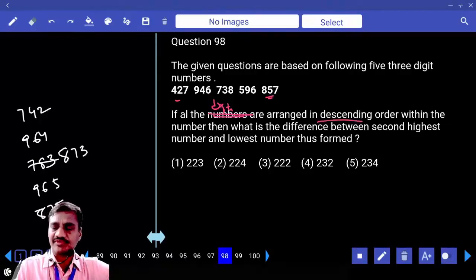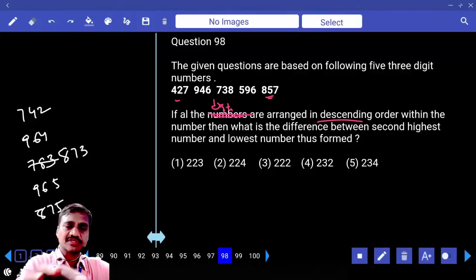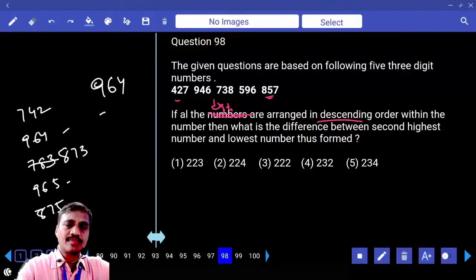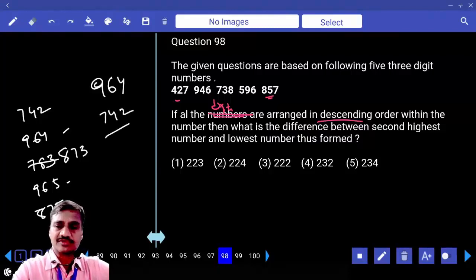What is the difference between the second highest and the lowest? What is the second highest we have? 965 is the first, 964 is the second. And the lowest number, what is the lowest number we have? 742. Now the difference between these two. How much is the difference here? 222, choice 3, 98. Then 99.